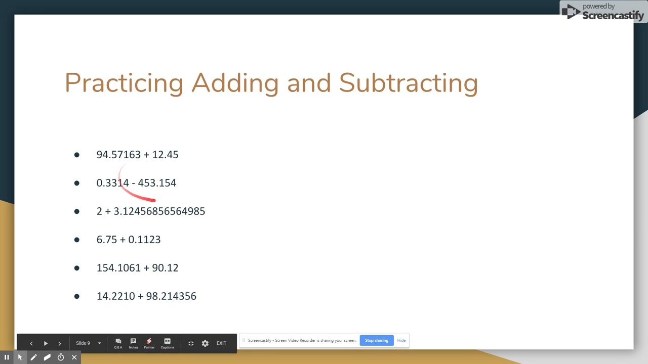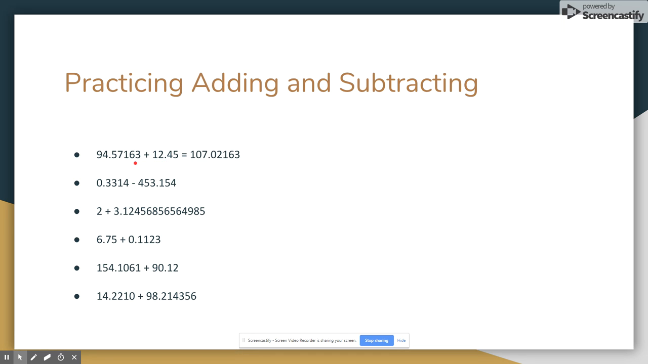Okay, so I'll do the first three here, and then the last three you can do on your own. If you add these numbers, you're going to get 107 point a bunch of numbers. And then if you look here, this number only has two numbers after the decimal place, meaning that you'll round to two numbers after the decimal place, so this will become that. For this one, if you subtract these together, you'll get this. And because this one has 3 after the decimal place, while this one has 4, you're going to round to 3 after the decimal place, meaning that you'll get this.